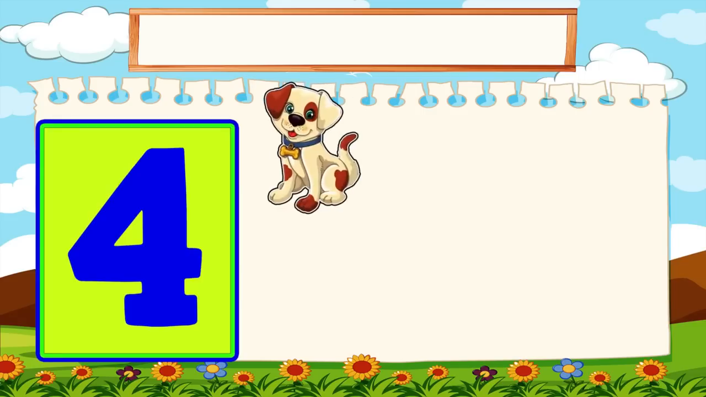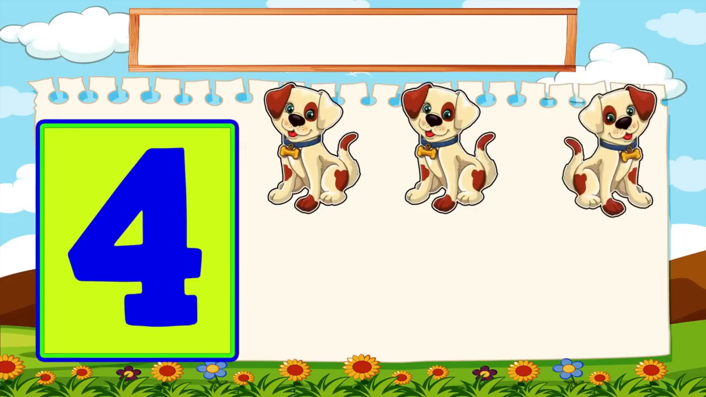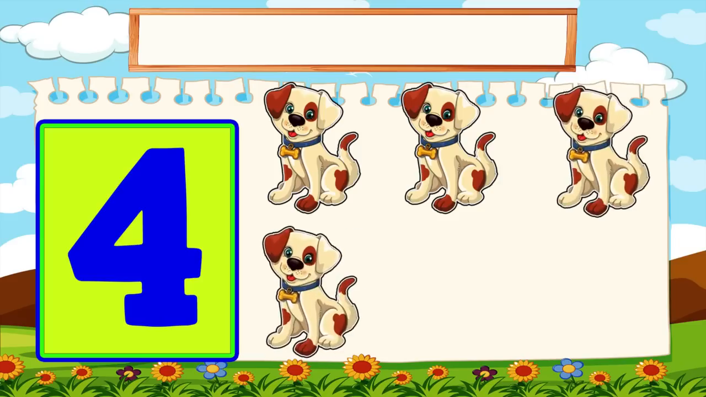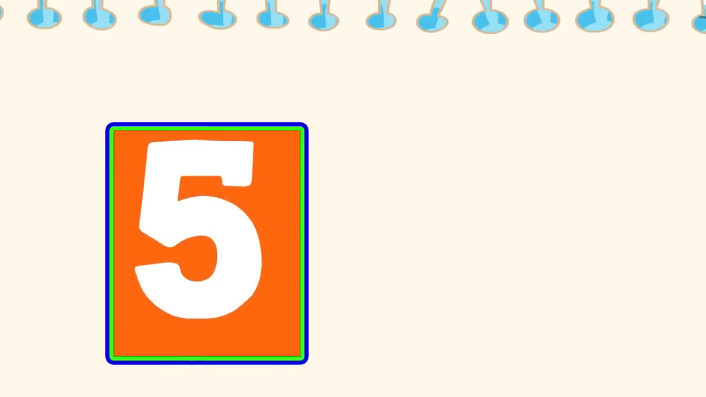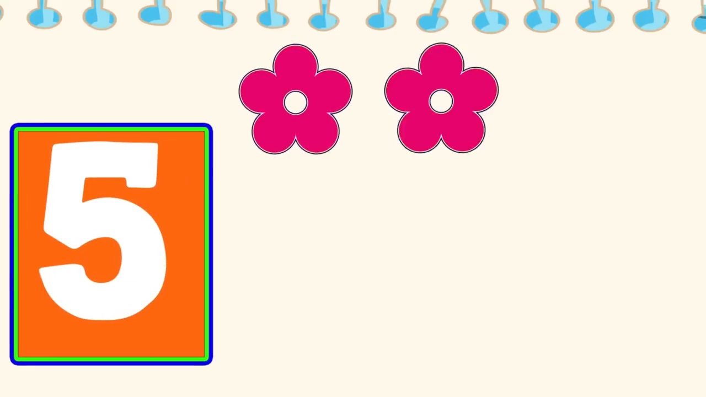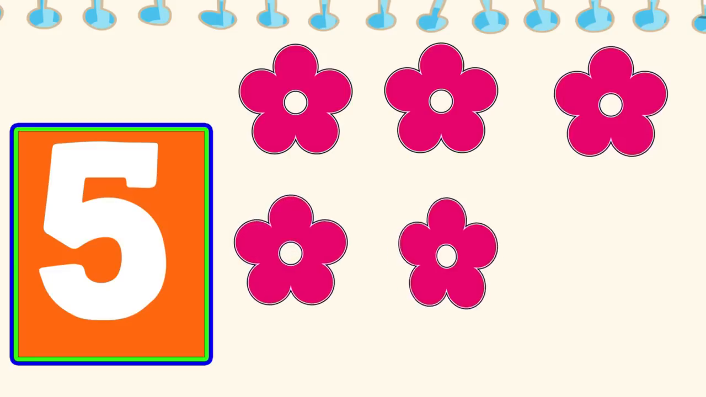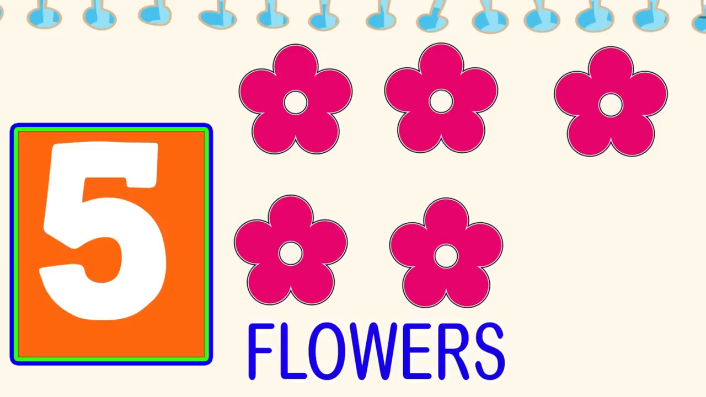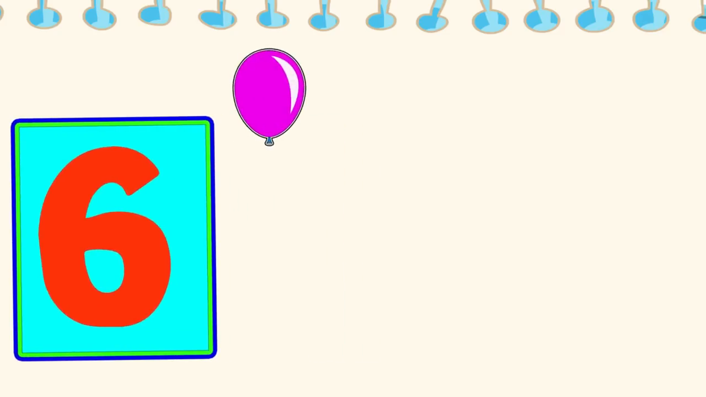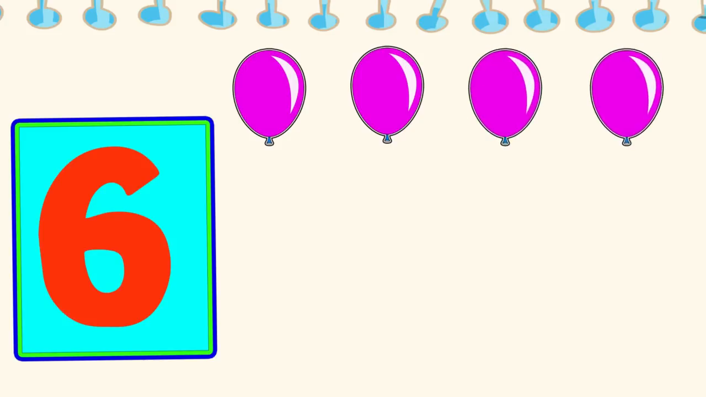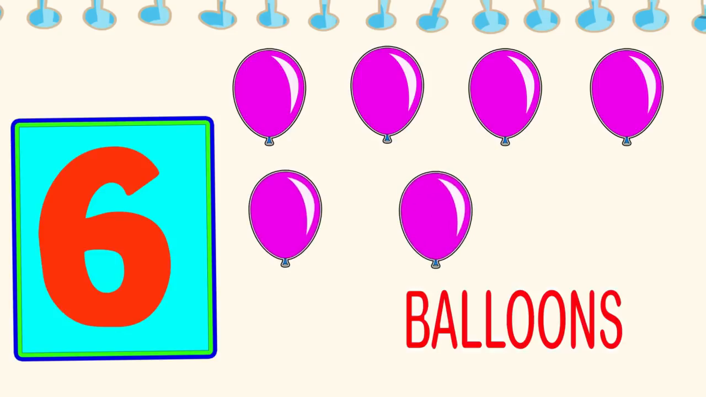4. 1, 2, 3, 4. 4 dogs. 5. 1, 2, 3, 4, 5. 5 flowers. 6. 1, 2, 3, 4, 5, 6. 6 balloons.